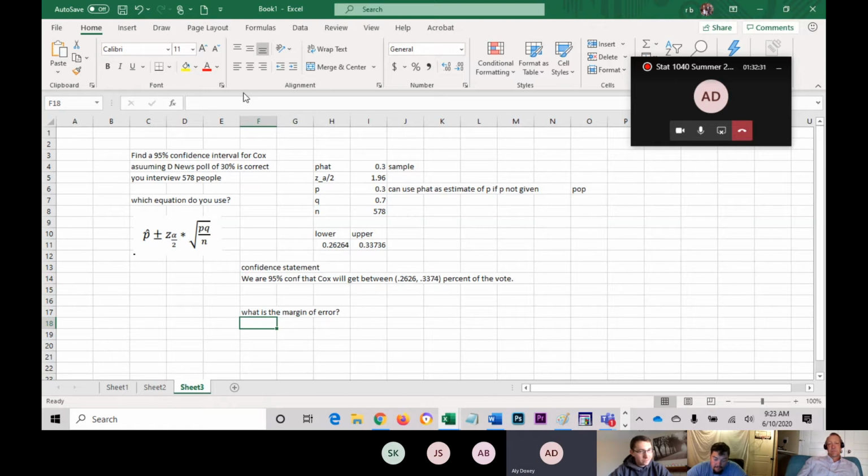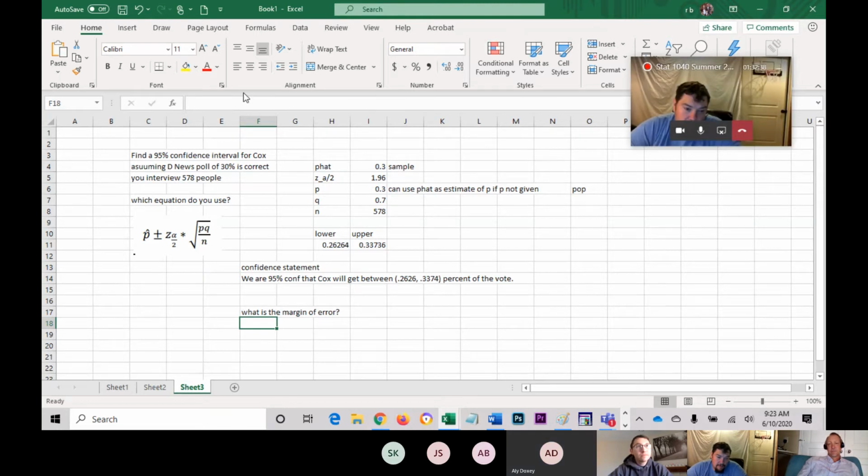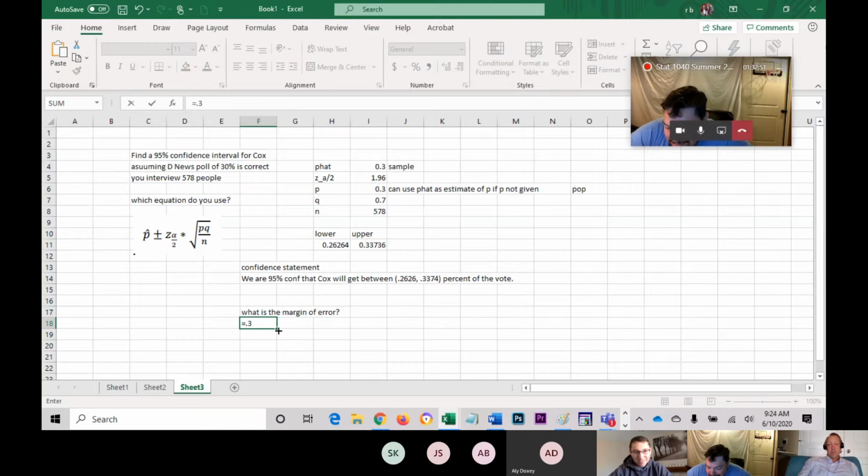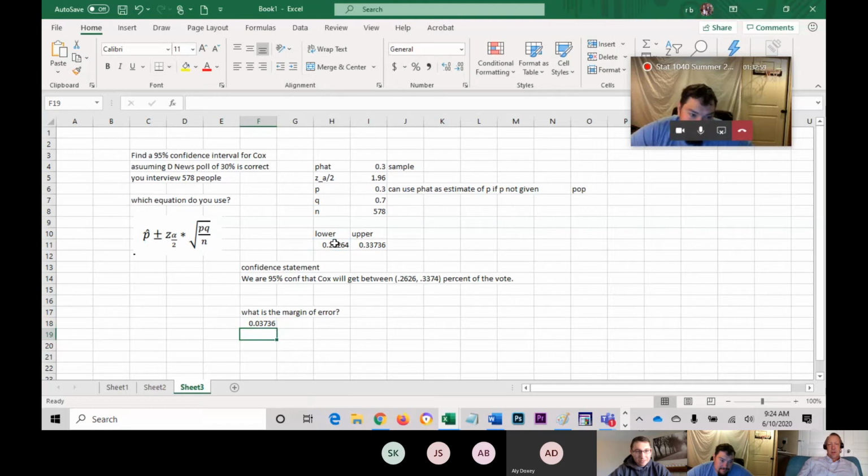Nope. That's too high. 3.74. How'd you get that? I did 30% minus the 26.26%. Okay, so you took your point estimate minus the lower bound, and you got 3.736. Okay, so that's one way to do it.